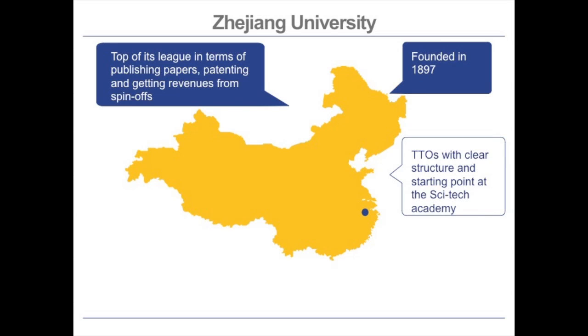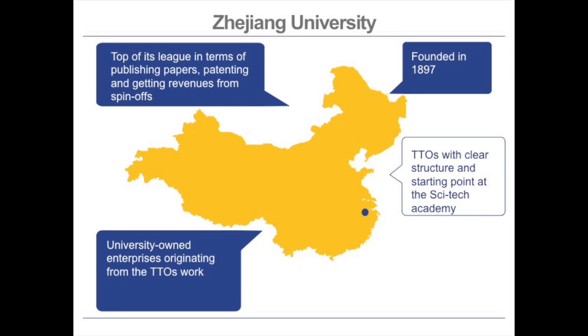Looking closer at the technology transfer offices at Zhejiang University, we can see a clear structure having its starting point at the SciTech Academy of Zhejiang University. The department operates freely but has a clear mission of meeting demands from both the state and the region in the field of leading-edge technology. It is of interest to mention that Zhejiang University holds great interest in working towards a structure that welcomes foreign cooperation, by networking and cooperating with foreign universities and research centers.